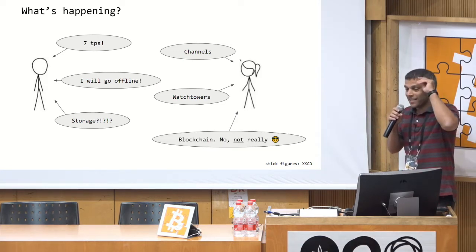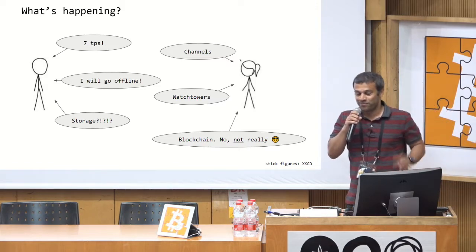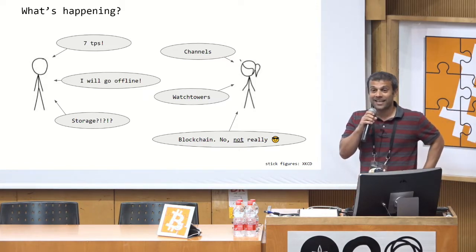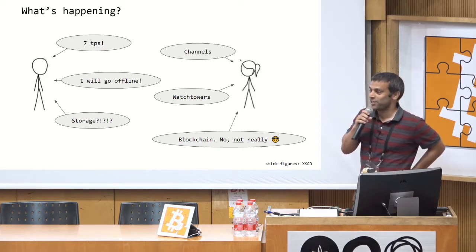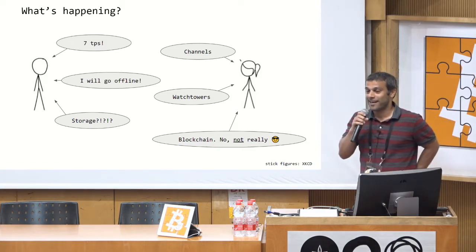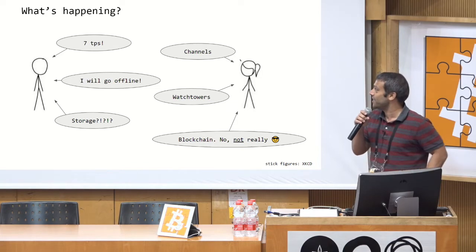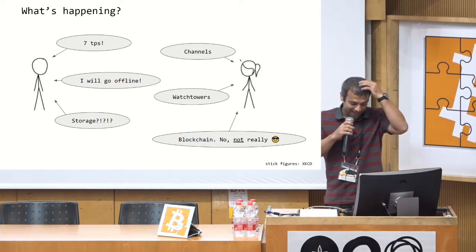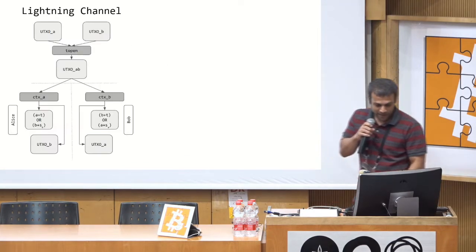My proposal is to put the cost on the blockchain. That sounds ridiculous because blockchain space is precious, and we are saying to store that 10 terabyte of watchtower storage in the blockchain. Not really, but we'll see how that can be done and still not be done.